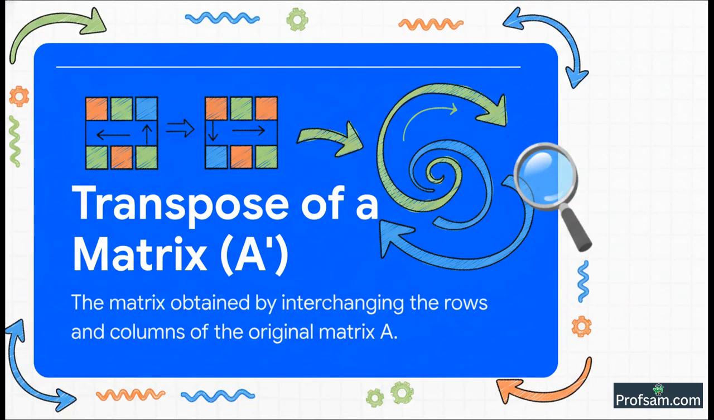So if you look at the formal definition, the one you'll find in your NCERT textbook, it says that the transpose of a matrix A, which we write as A with a little dash or A prime, is the matrix you get by interchanging the rows and columns. And interchanging is just a fancy word for swapping them. That's it. Simple as that.